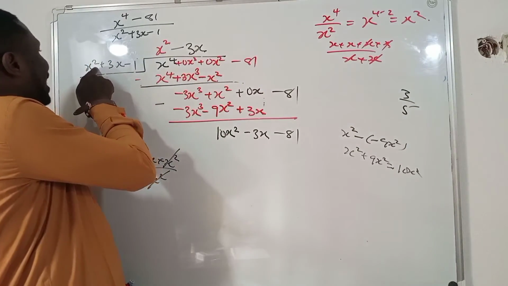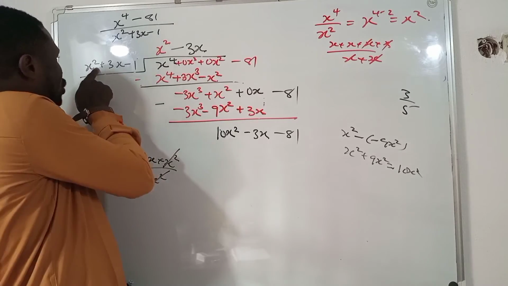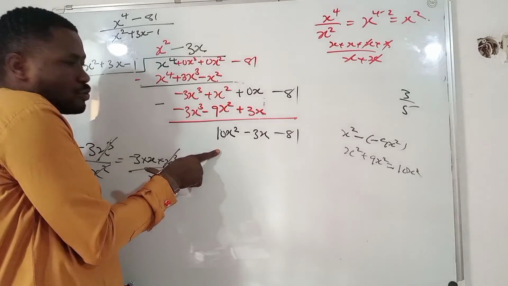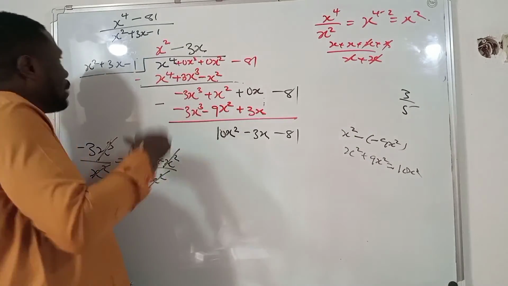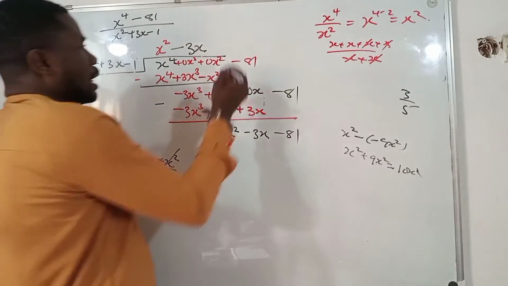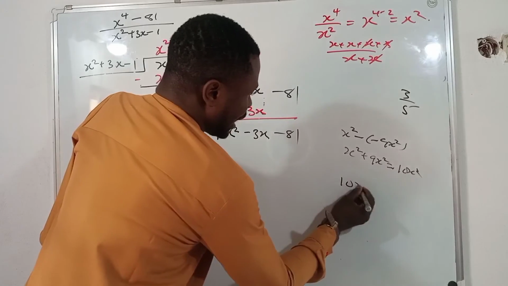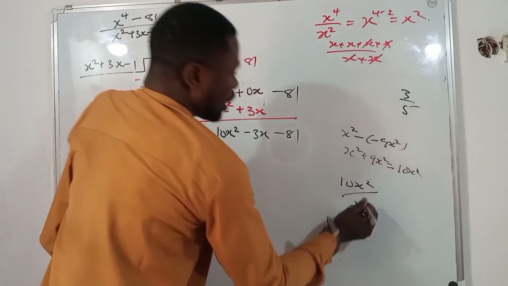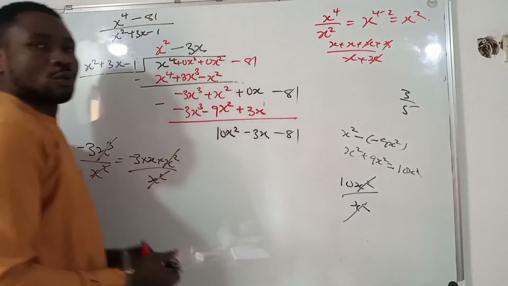So we now say 10x squared into 10, x squared into 10x squared. That's to say 10x squared divided by what? x squared. Of course, the answer will be 10. Now that's what I'm trying to say: 10x squared all over x squared. Of course, this will cancel. You're left with 10.